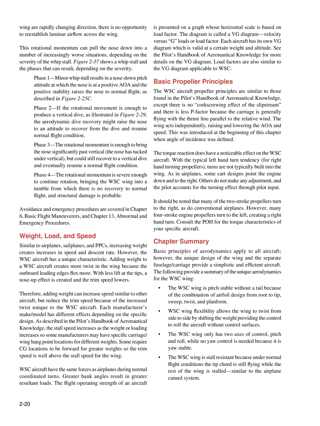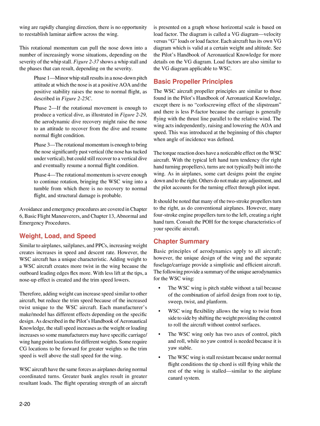Weight, load, and speed: similar to airplanes, sailplanes, and PPCs, increasing weight creates increases in speed and descent rate. However, the WSC aircraft has a unique characteristic. Adding weight to a WSC aircraft creates more twist in the wing because the outboard leading edges flex more. With less lift at the tips, a nose-up effect is created and the trim speed lowers. Therefore, adding weight can increase speed similar to other aircraft, but reduce the trim speed because of the increased twist unique to the WSC aircraft.